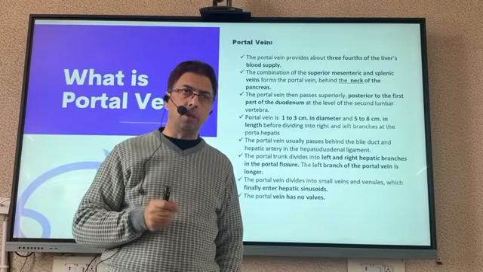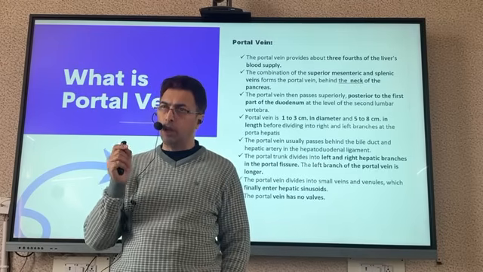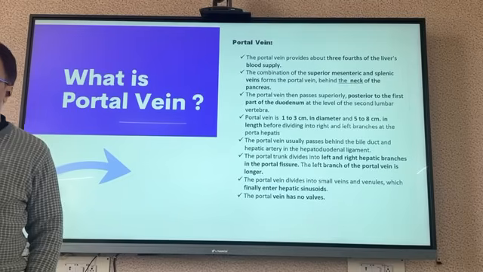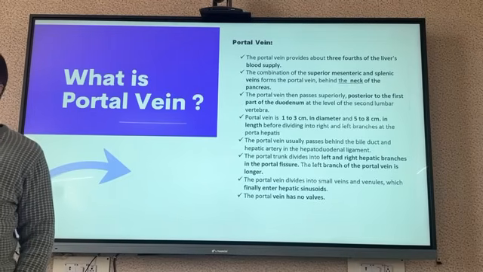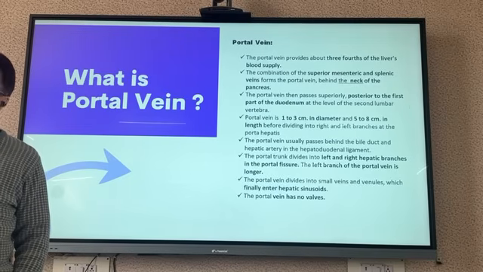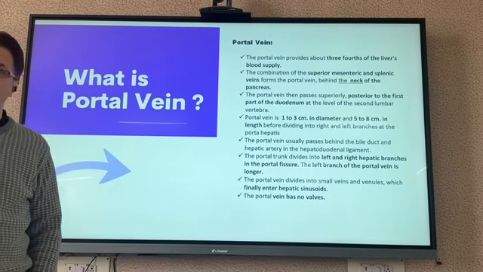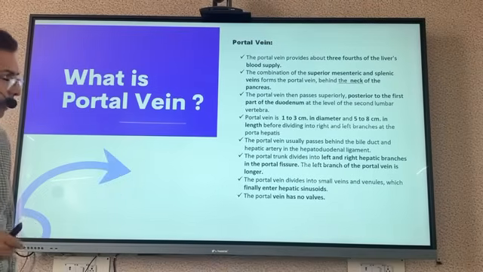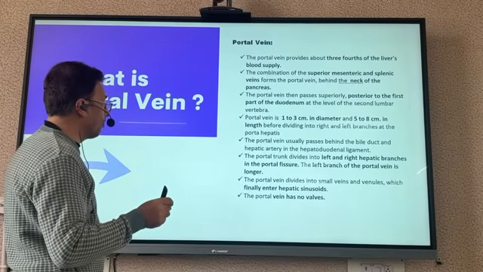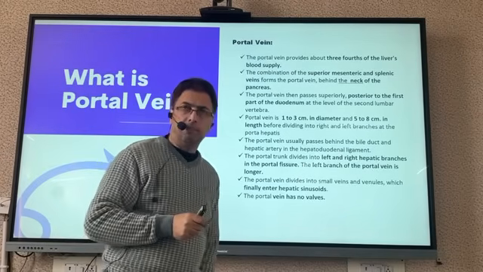And what is more important about the portal vein is that it is the predominant source of blood supply to the liver. Liver is one organ in which the predominant source of blood is not hepatic artery. It is the portal vein, and the portal vein carries roughly 70 to 80% of the blood of the liver. So that's important. So portal vein is a primary source of blood supply to the liver. That's another important point.